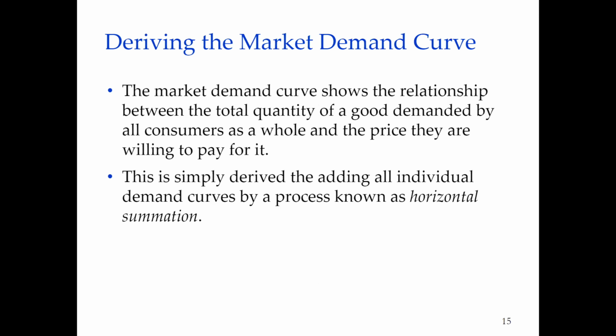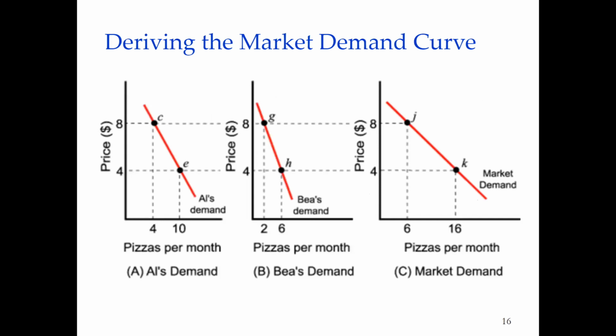And then you could derive the market demand curve. The market demand curve shows the relationship between the total quantities of a good demanded by all consumers as a whole and the price they are willing to pay for it. This is simply derived by adding all the individual demand curves by a process known as horizontal summation. See that A's demand and B's demand, we add them together to get the market demand.